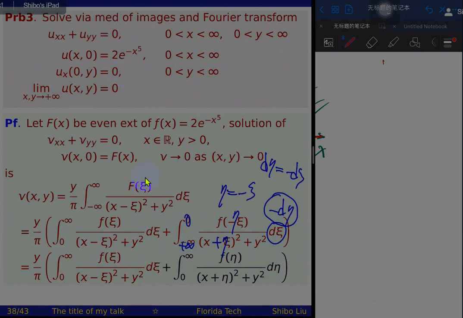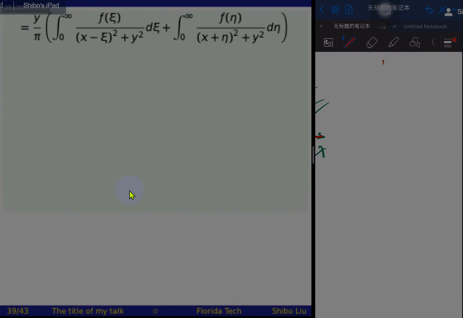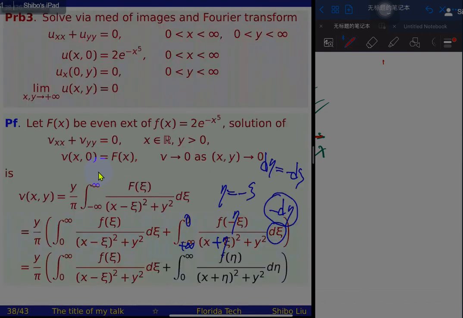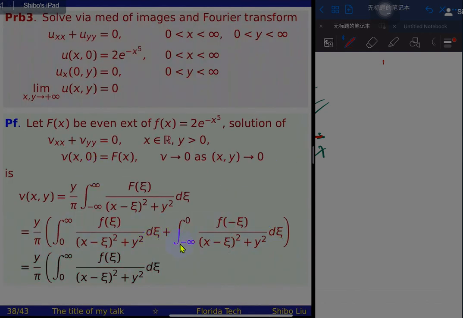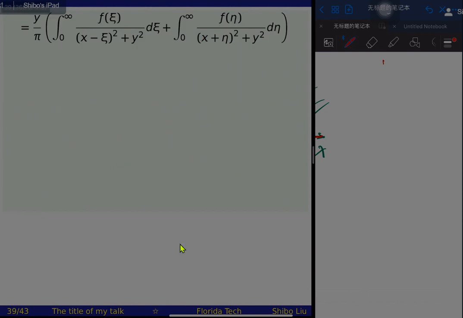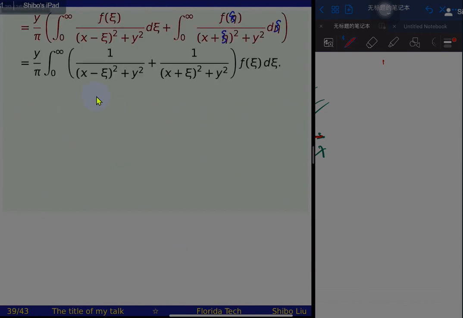The original expression for v is expressed in terms of capital F. But since in our problem there is no capital F, after this argument we have already expressed v in terms of small f. So this is the solution in terms of f.